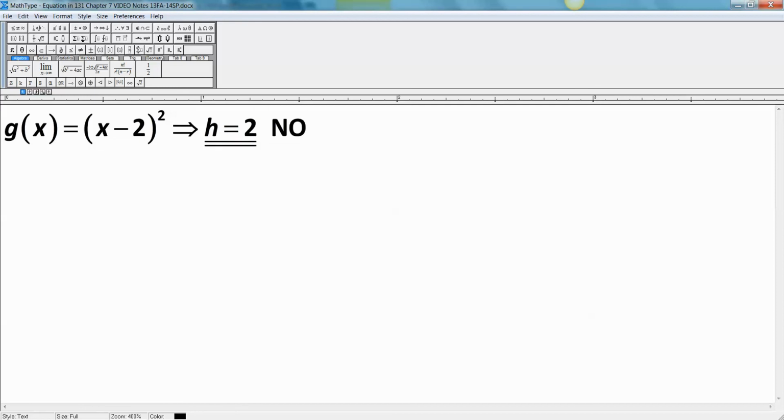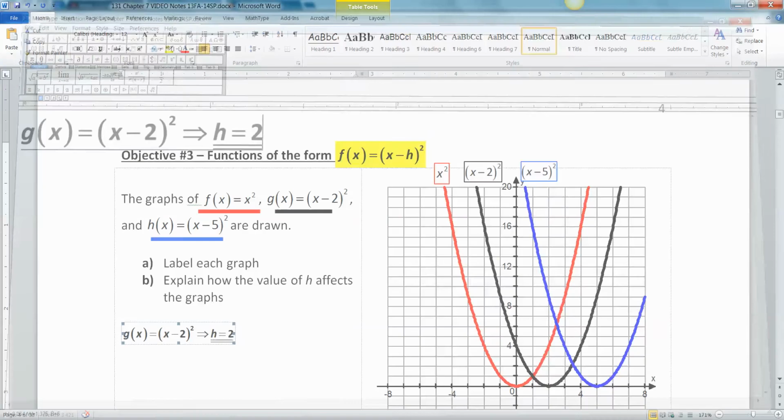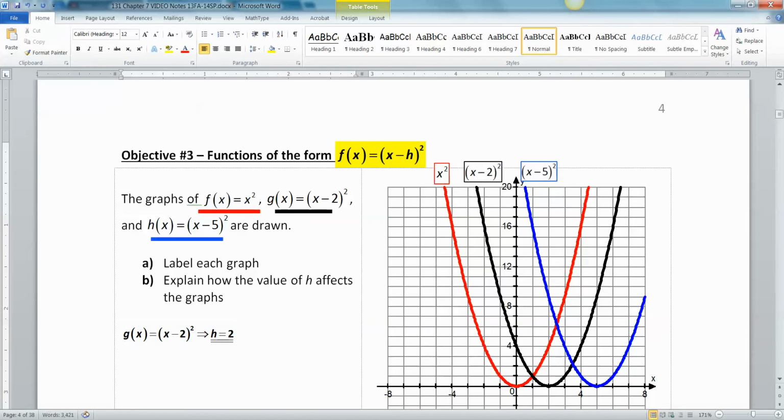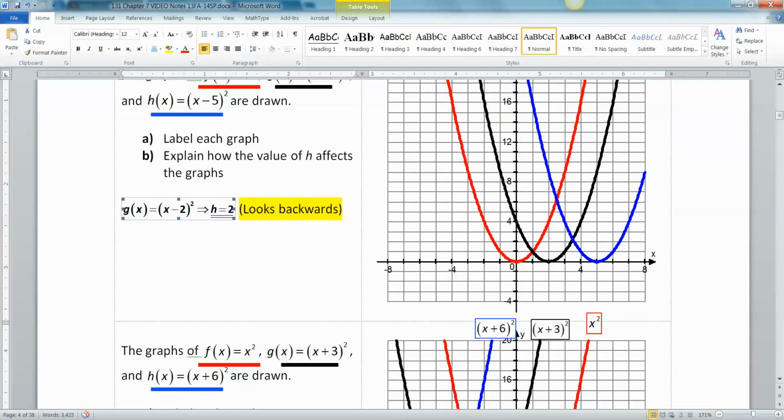So note, I'll put it out here actually. It looks backwards. So it looks like it's going to be negative, but it's actually positive. And that's because the formula has a negative in it. Because of that minus in there, it's going to make it look backwards than what it really is. So it's a little weird.